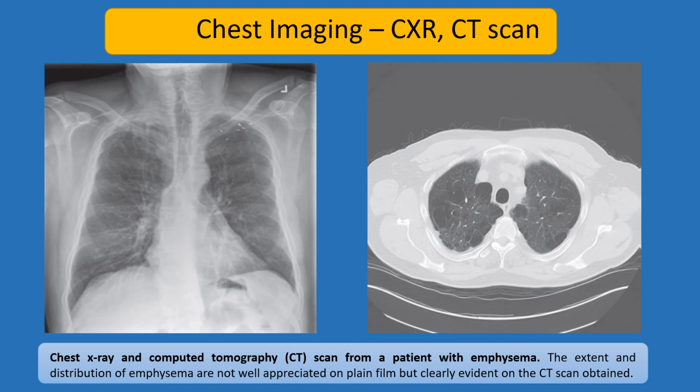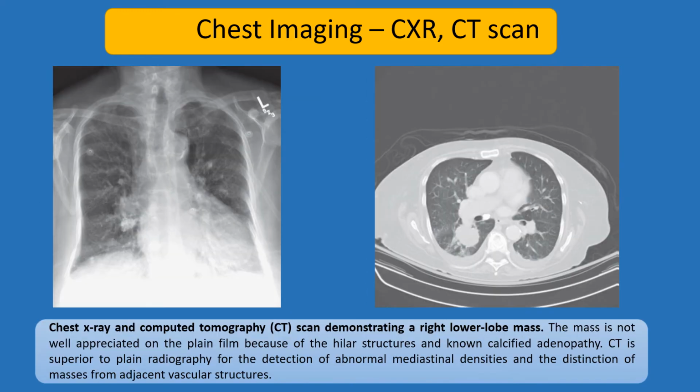Here you see chest imaging, chest X-ray versus CT scan. Chest X-ray and computed tomography scan from a patient with emphysema, for example. The extent and distribution of emphysema are not well appreciated on plain film, but clearly evident on the CT scan on the right side.